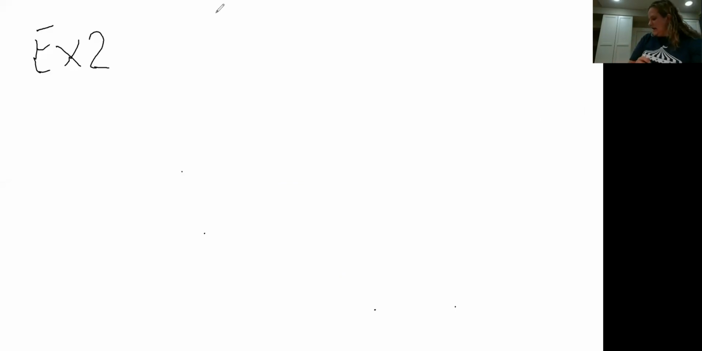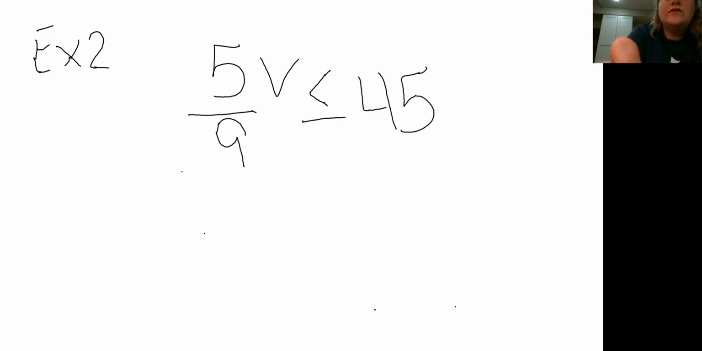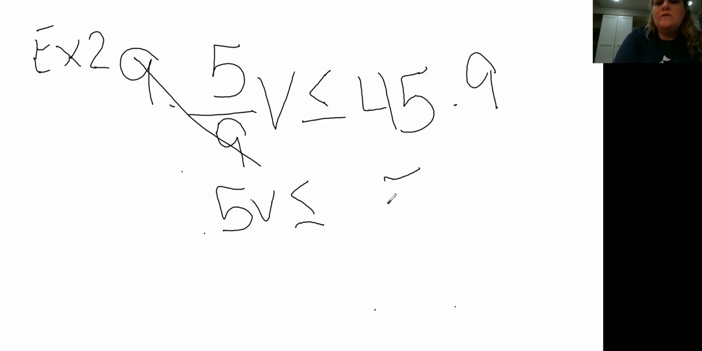So number 17 says 5/9 v is less than or equal to 45. And this v should actually be kind of like that. Okay, first things first. We need to get rid of this 9 that's dangling down here as a division. So let's multiply. 5v less than or equal to 9 times 5 is 45. 4 times 9 is 36, 37, 38, 39, 40, so 405.